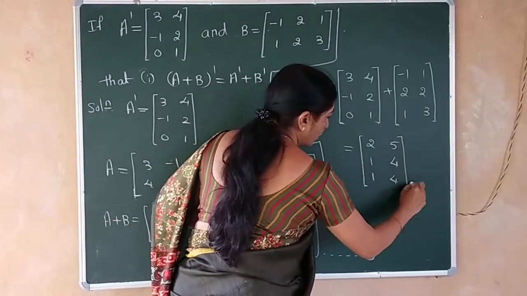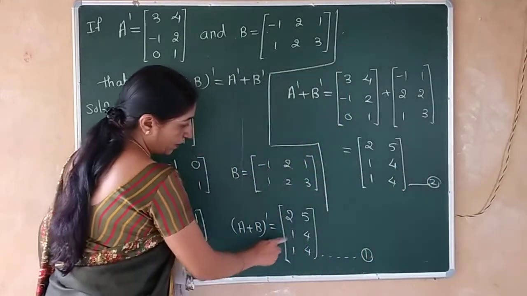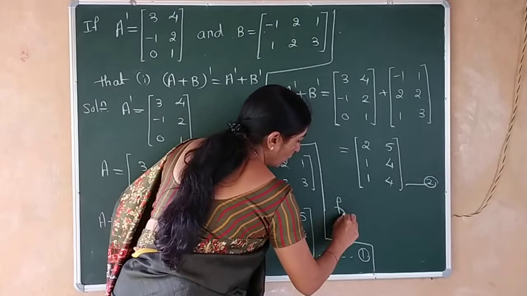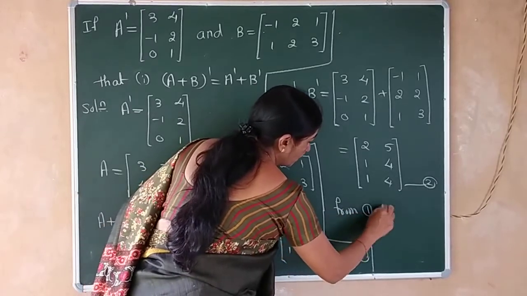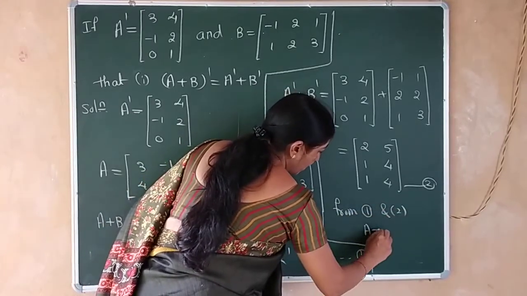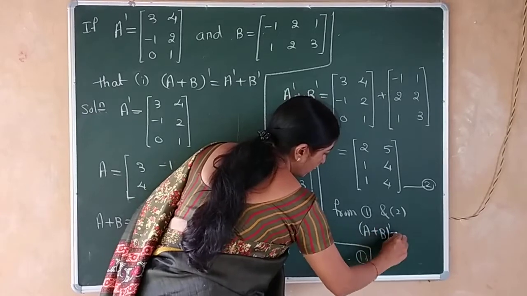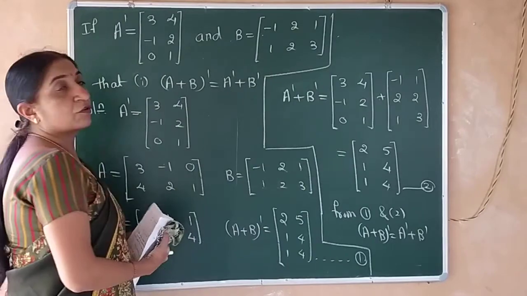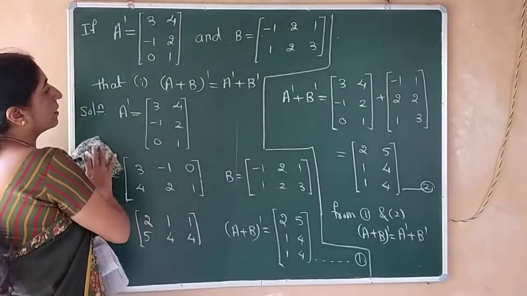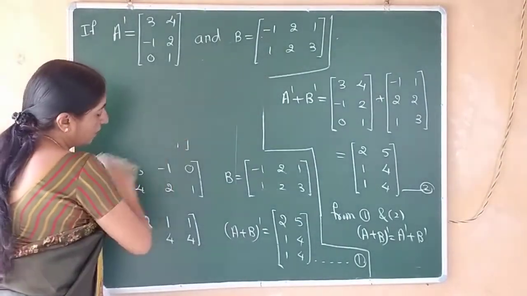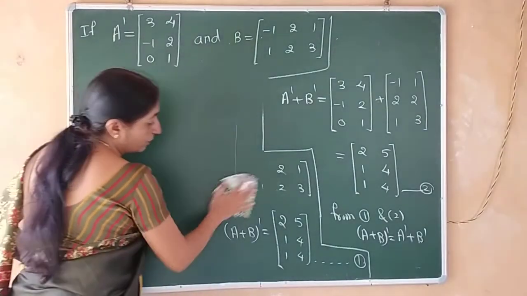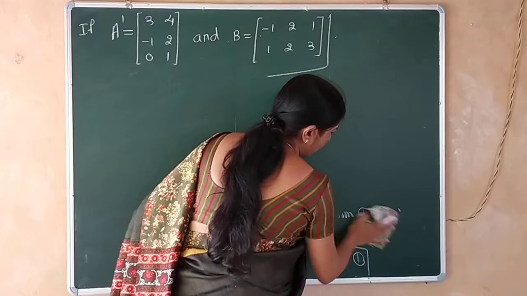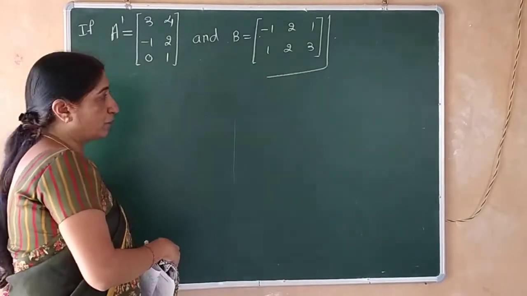Now compare equation 1 and 2. See, are they equal or what? Yes, they are equal. Then what is your conclusion from 1 and 2? A plus B whole transpose is equal to A transpose plus B transpose. So it completes the first part. Now I am moving to the second one. In the second one, what is it? It is a subtraction. So I think you know, it is just a simple subtraction. Only thing we have to write the transpose.